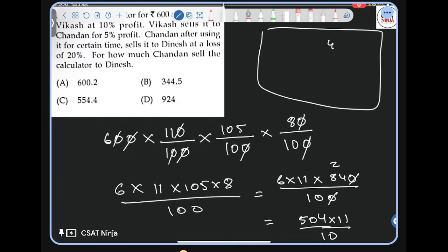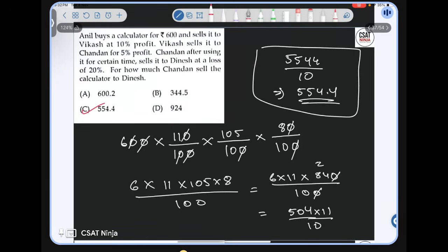4 plus 0 is another 4, and 0 plus 5 is 5, and another 5 divided by 10 there. So in the denominator, we just write 1 plus point 554.4. So the answer here is option number C. That's the answer there. Are you clear with this? You can solve this one by many approaches, okay?